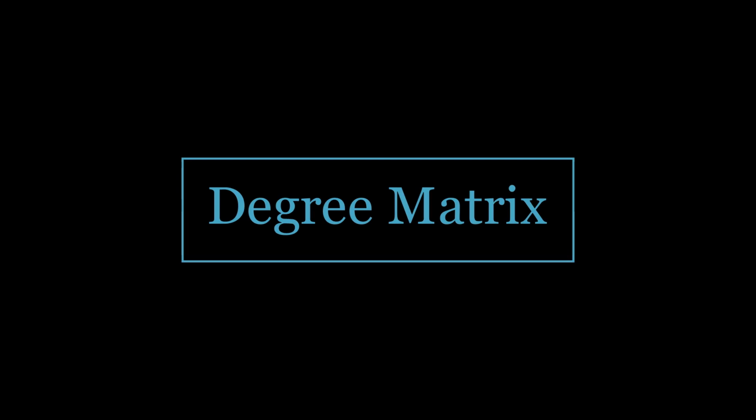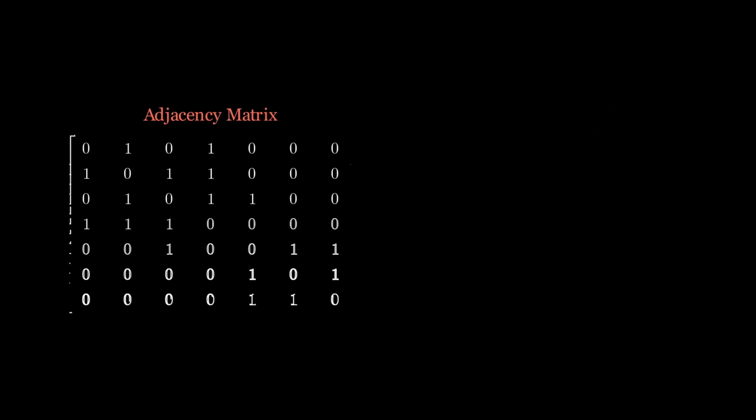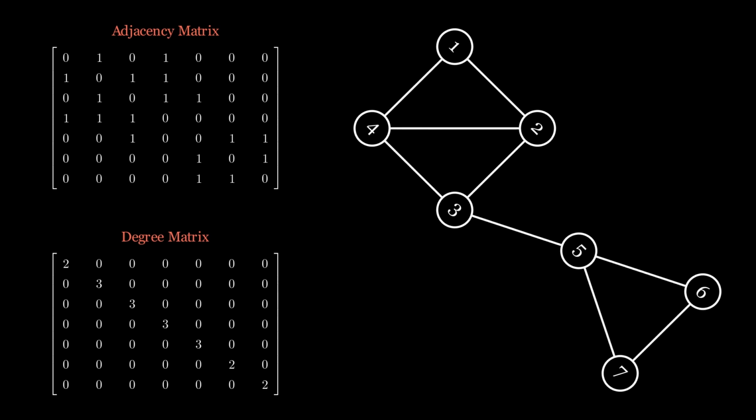Next, we have the degree matrix. Think of it as a diagonal matrix where each entry represents the number of friendships a node has, also known as the node's degree. Now let's get back to our problem, and by using graph theory, partition this graph into two clusters. We start with the most essential tool called the Laplacian matrix.